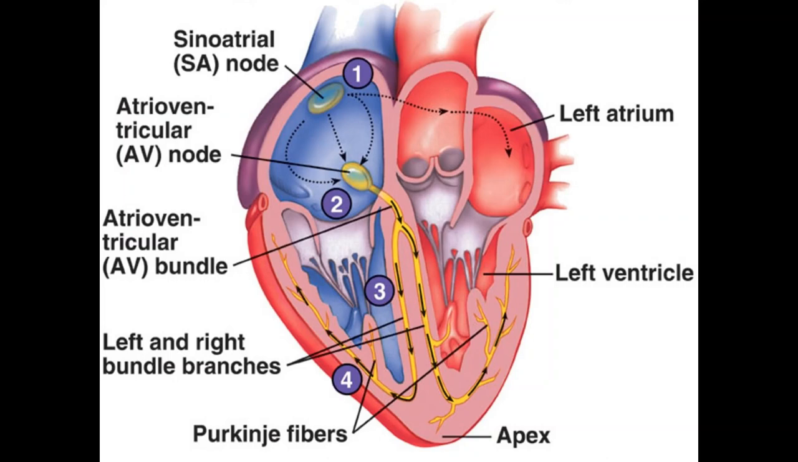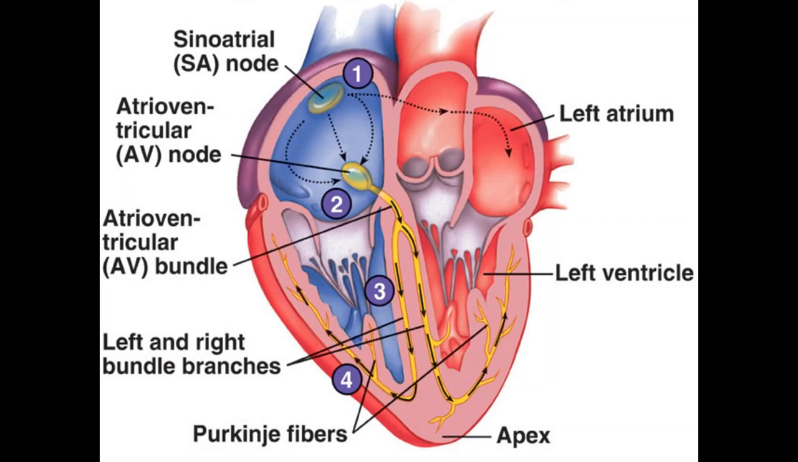Number 3, the right and left bundle branches. Number 4, the Purkinje fibers, which are the ultimate branches of this entire system, which we call the conducting system, reaching the ventricular muscle fibers. Thousands of millions of fibers get excited by these Purkinje fibers. The Purkinje fibers and the bundle branches are so quick in conduction that both the left and right ventricles are excited simultaneously.